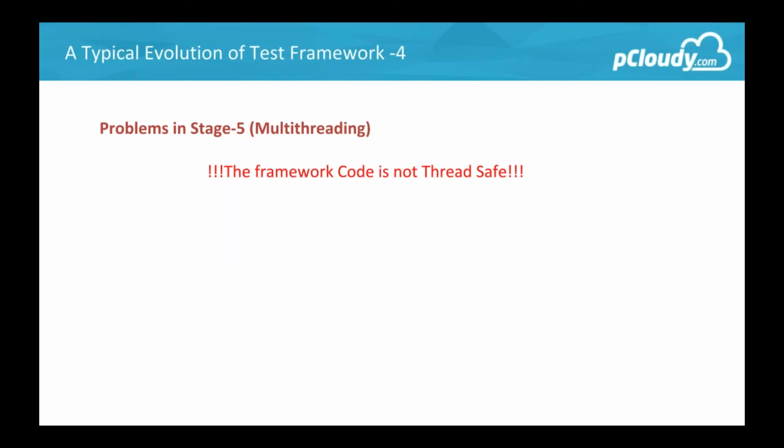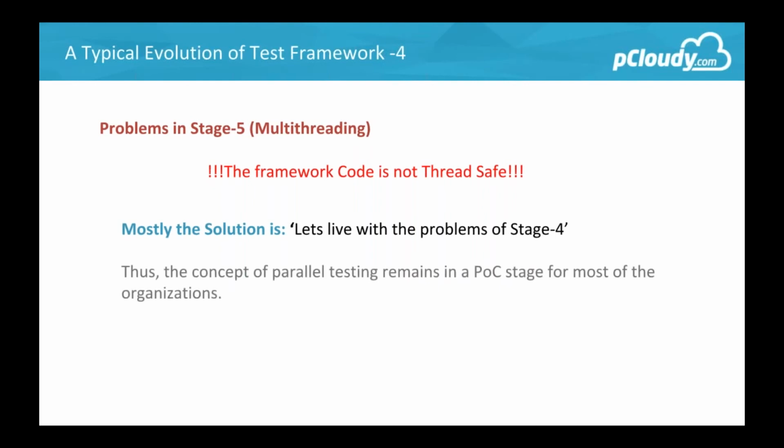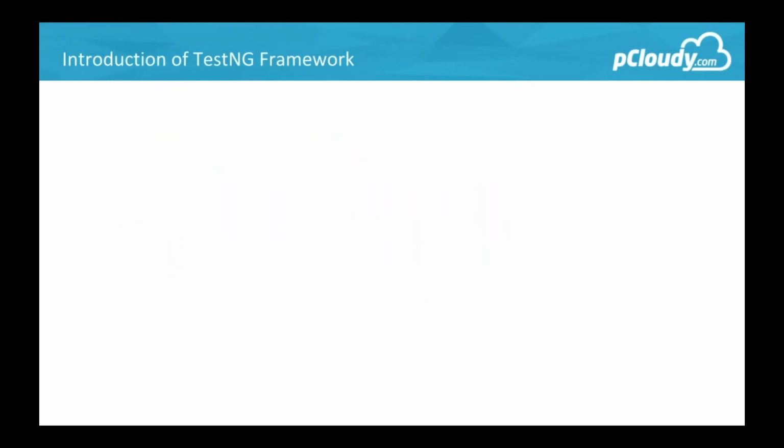So my framework is still not thread safe. So mostly the solution is, let's live with the problems of stage 4, the multiprocess thing. Thus, the concept of parallel testing remains in a POC stage for most of the organizations. So what do we do?